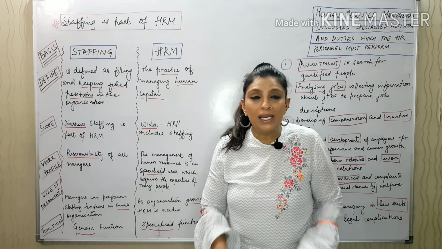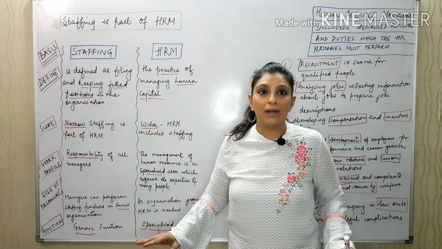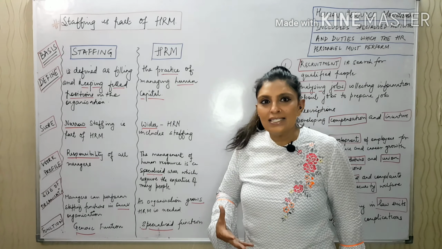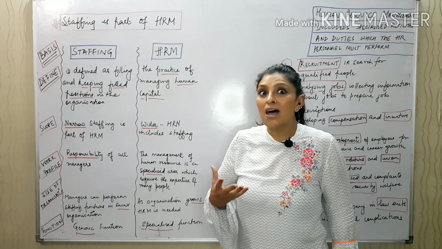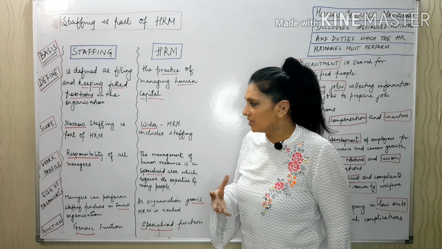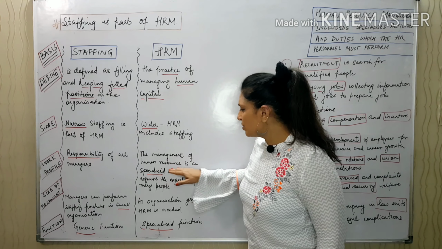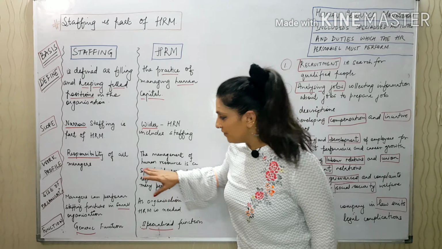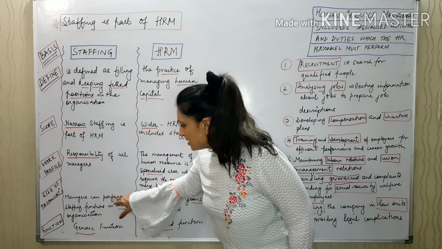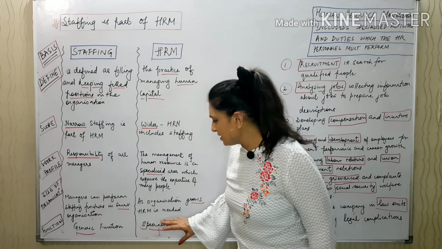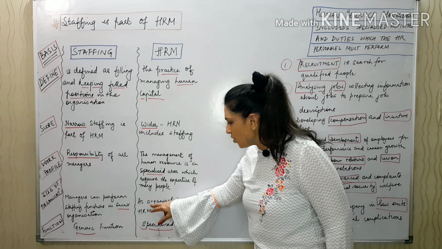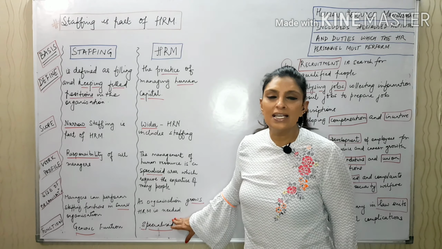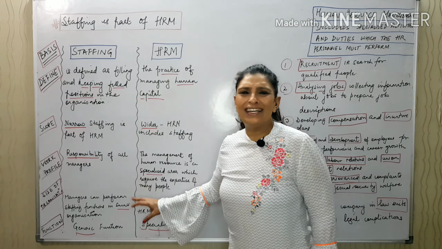The staffing process is complete, and there is no human resource department. But as the organization grows and becomes larger in size, the human resource department comes in. So, the management of human resource is a specialized area which requires the expertise of people. That is why we say it is interconnected. Managers can perform the staffing function in a small organization, whereas as the organization grows, HRM is needed. These are the interconnected points.